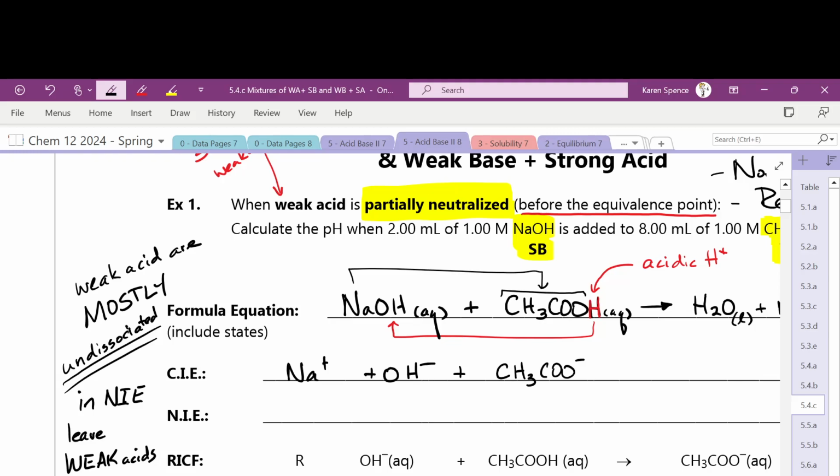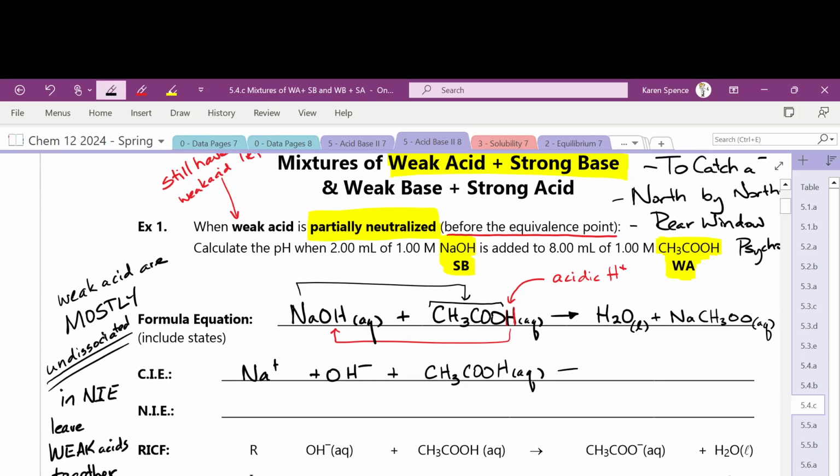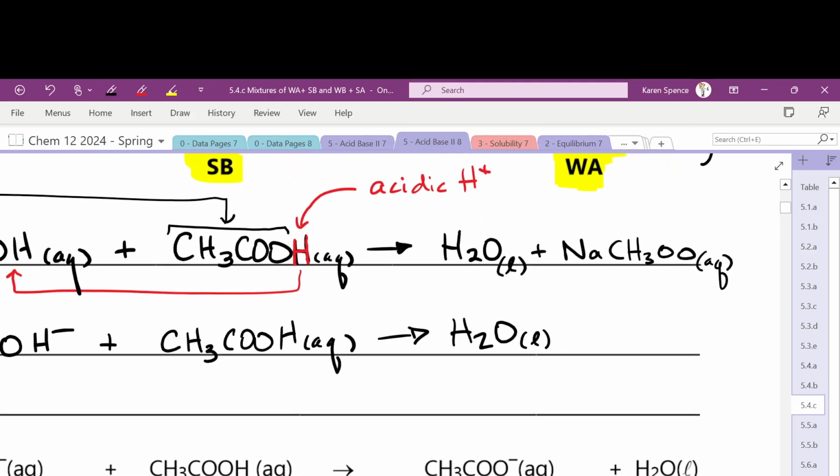CH3COO minus. Nope, it's not dissociated. What am I doing? There we go, it's together. And water, do we dissociate water? No. And how about our salt there, NaCH3COO? Yes. Na plus, CH3COO minus, and everybody is aqueous except for the water.